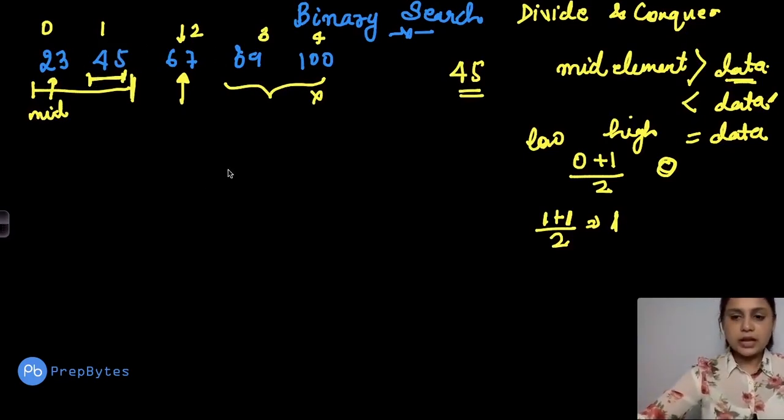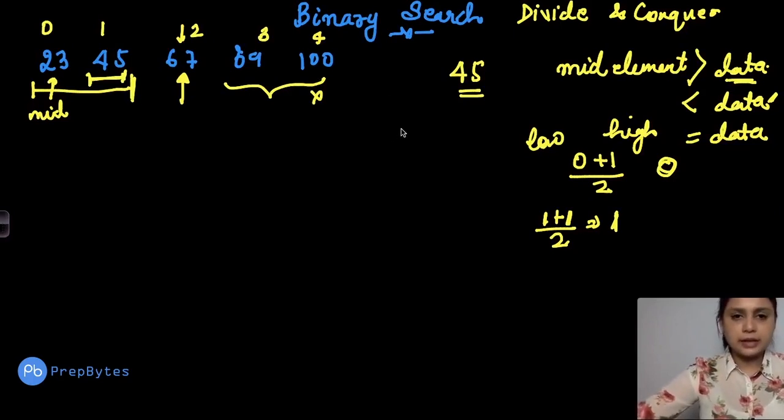Okay, so this is the agenda: I divide the array into two parts at each and every step, and then I decide whether to take the first half or the second half. If I take the second half, I'll do my calculations accordingly, and if I take the first half, I'll do my calculations accordingly. So this is how it is. Let's take one more example.